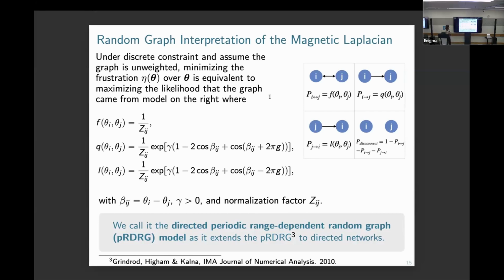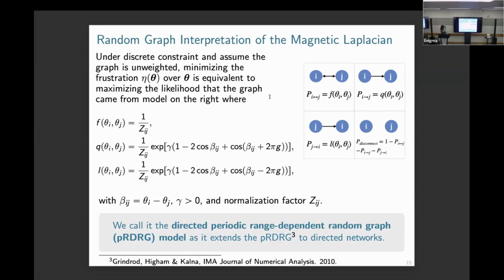Okay, after matching the terms, we arrive at this expression for the model for f, q, and l. It's a little bit hard to see just from the formula. Beta_ij is the difference between the phase angles. But if we plot them, this is more like a softmax function. Whichever is the max is more likely to happen. Basically, it's saying that if theta_i minus theta_j equals 2 pi g, we're more likely to see an edge from j to i, pointing in the anti-clockwise way. So that's a way of interpreting that.